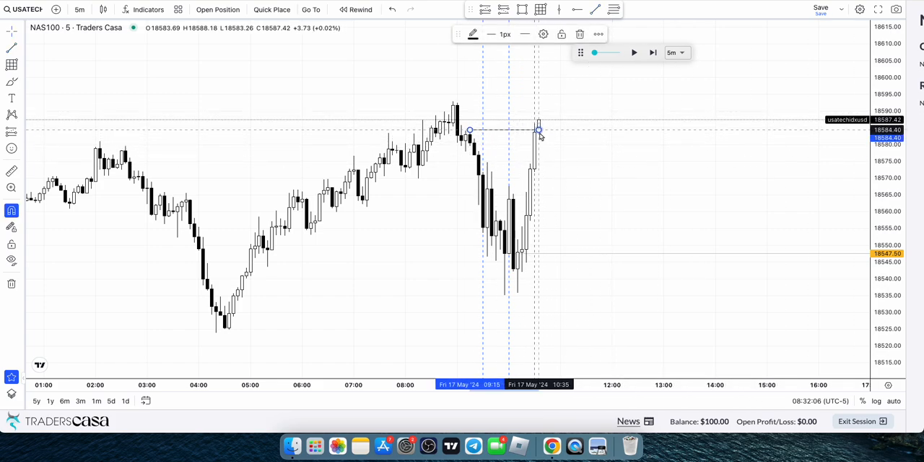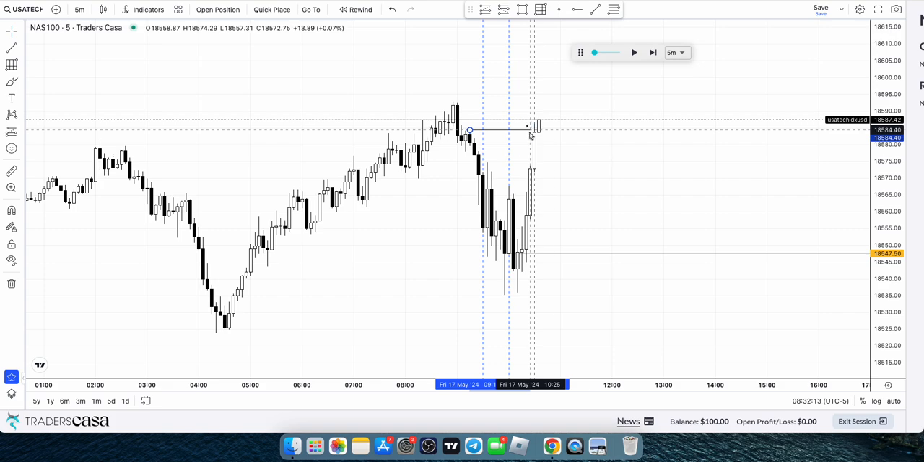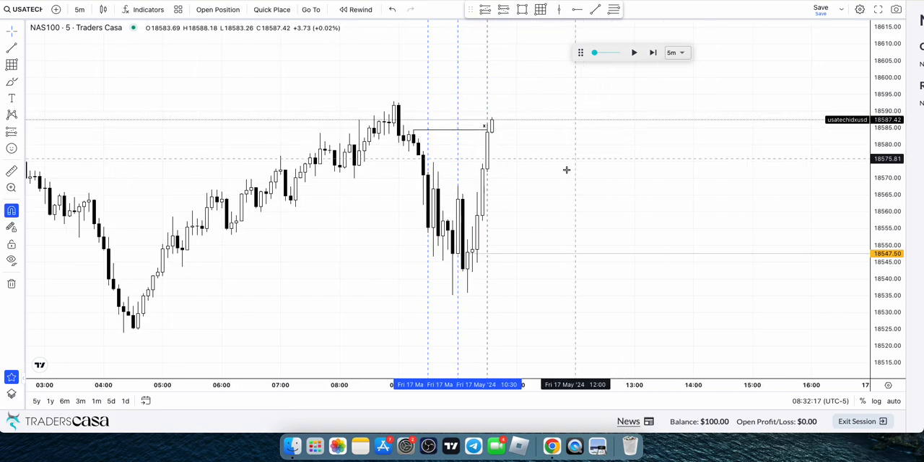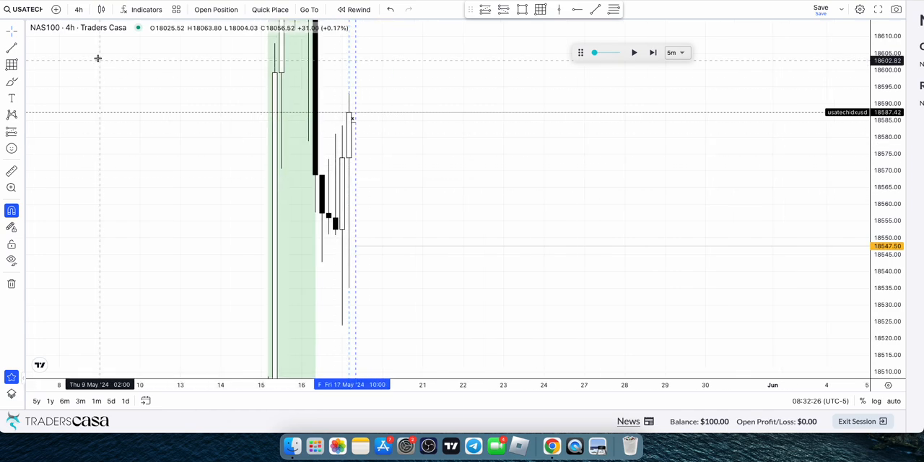A lot of people put an X, don't they? Cool, look at that. That's gorgeous. So taking out this little short-term high, we're above the 4-hour opening candle. As you can see, we're above it.